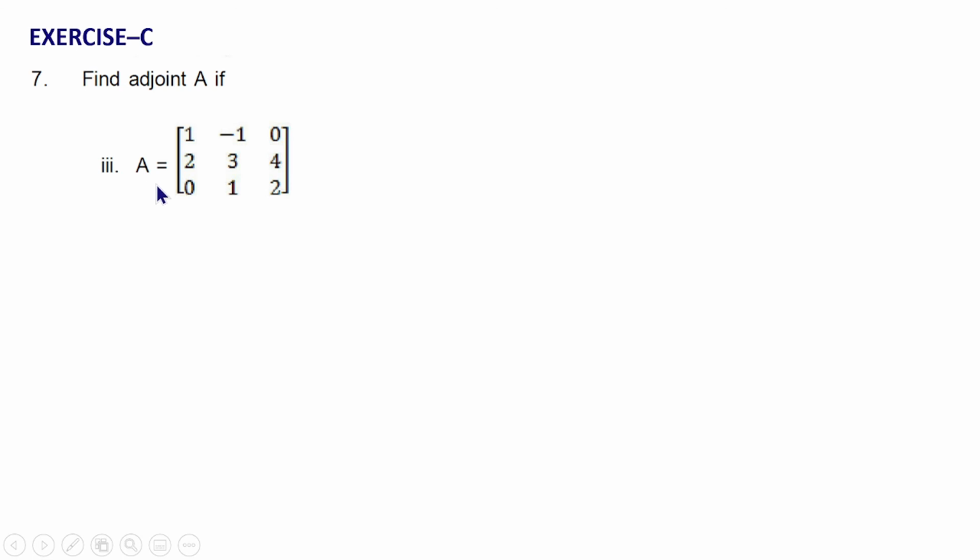Next we have a 3 by 3 matrix. A is equal to 1, minus 1, 0, 2, 3, 4, 0, 1, 2. So here we have to find the cofactors of each of these elements and then find the transpose. So here the cofactor of this first element is 6 minus 4. Then the cofactor of this element is minus 1 into 4. Then cofactor of this element is 2 minus 0.